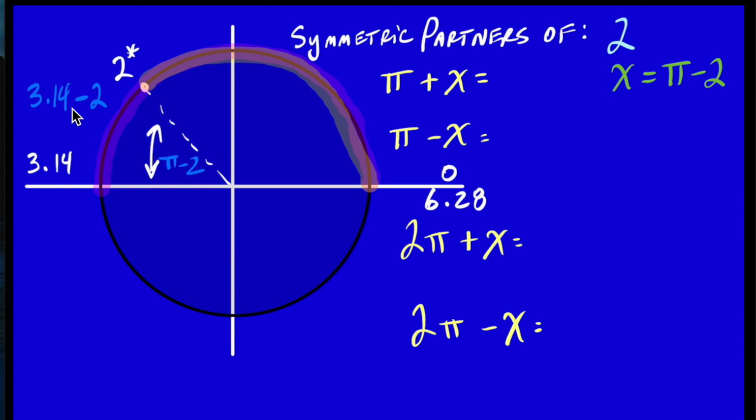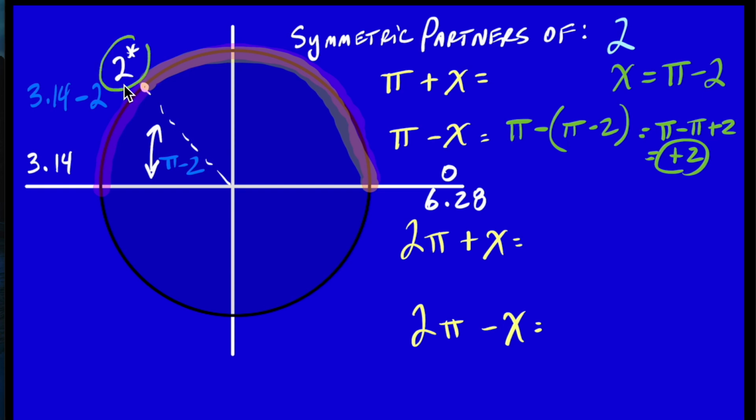Okay, let's see where that math takes us. We're going to have pi minus x. So we're going to have pi minus, parentheses, pi minus 2. That's going to give us pi minus pi plus 2, or plus 2. Folks, that is our original location. So that is not a symmetric partner. That's what we're challenged with finding the symmetric partners of.